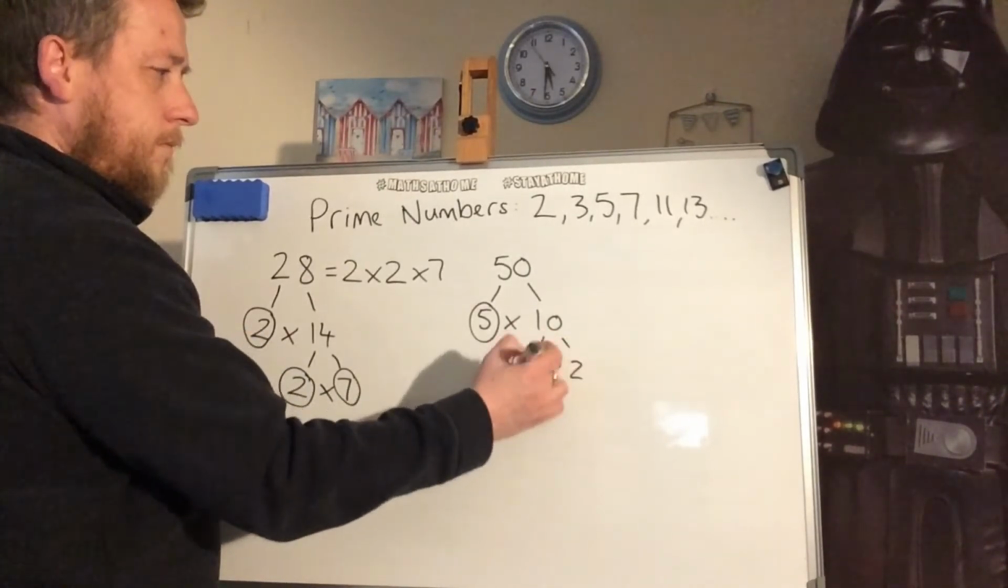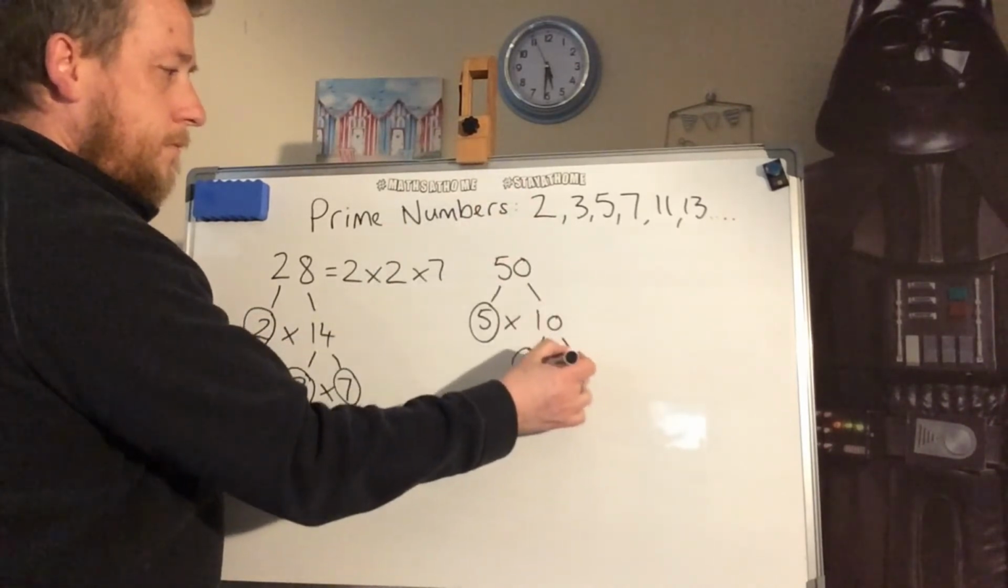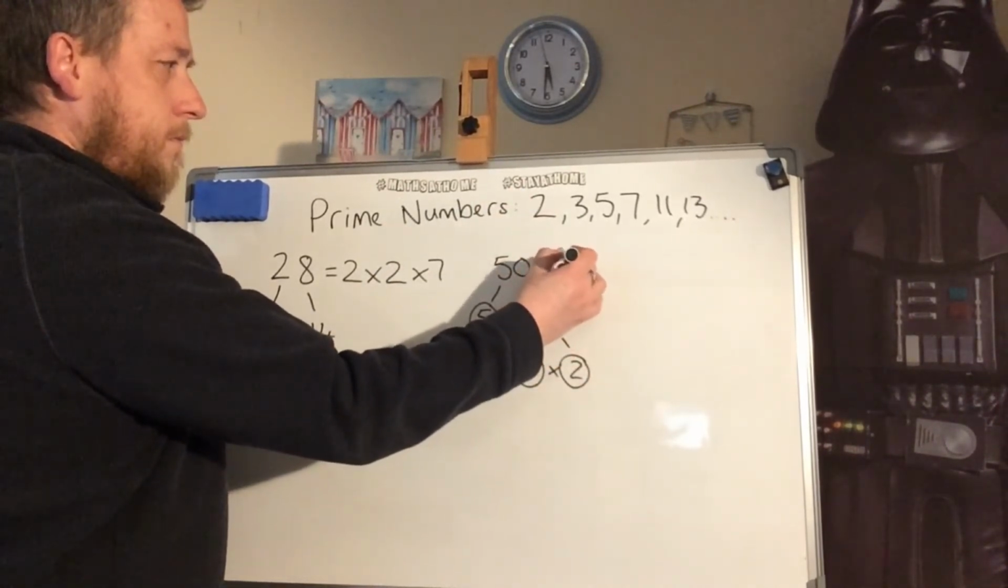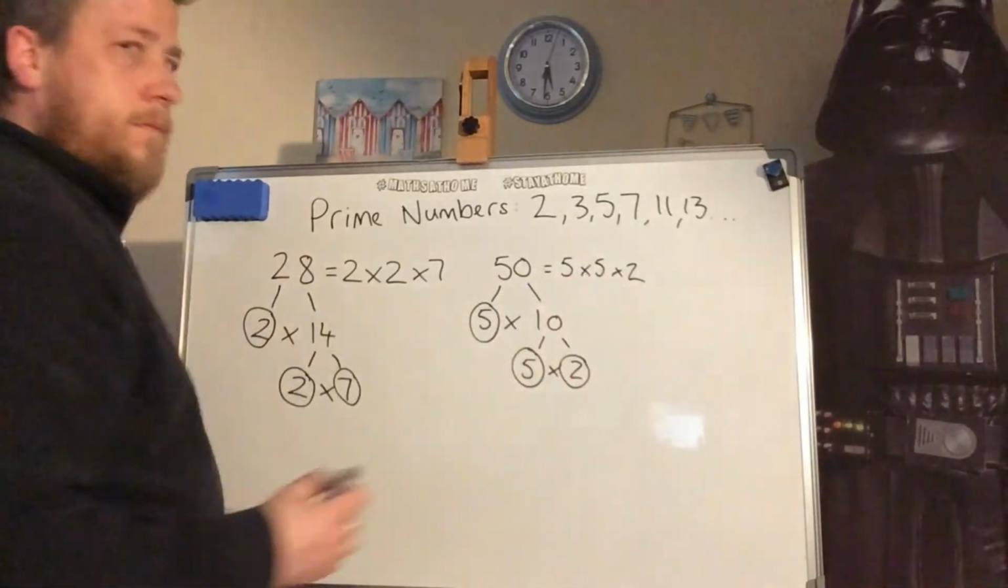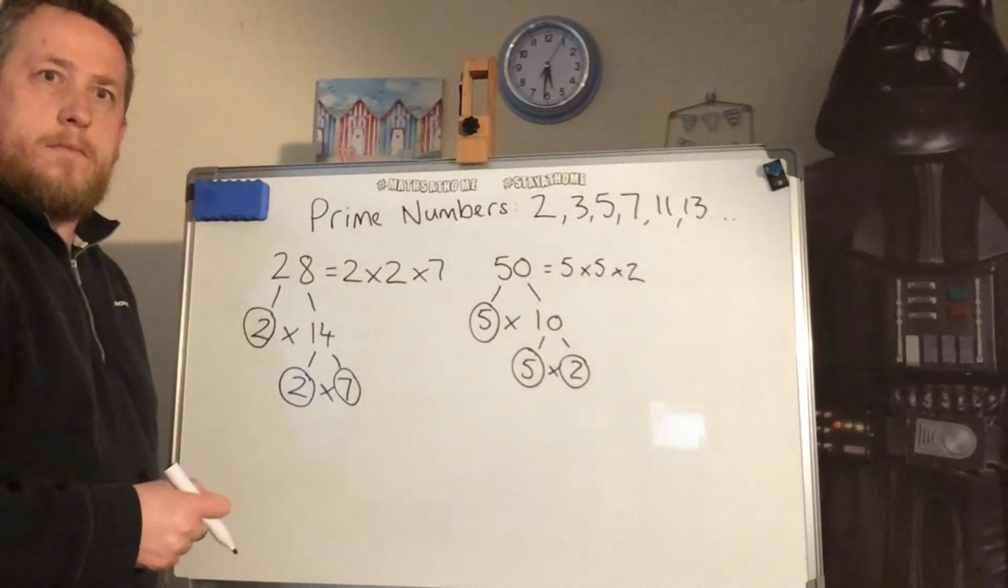And what do you notice? That's right, 5 times 2 makes 10, so we have another prime number, which means we've finished. So once again, the answer is all of the numbers that we've circled multiplied together.